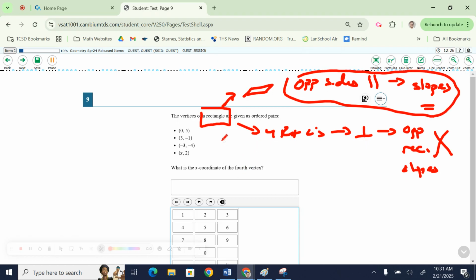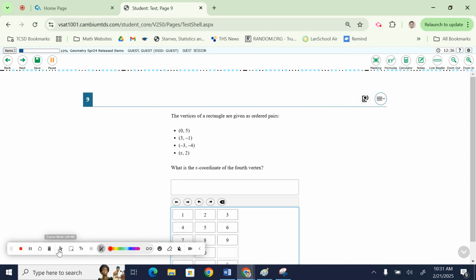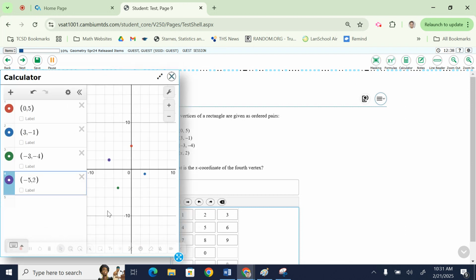All right. So I'm going to graph these 3 points and then try to consider where this other point would be, knowing that the y has to be 2. I'm going to erase this work. Okay, I'm going to bring up my calculator. Okay, so there's my calculator.